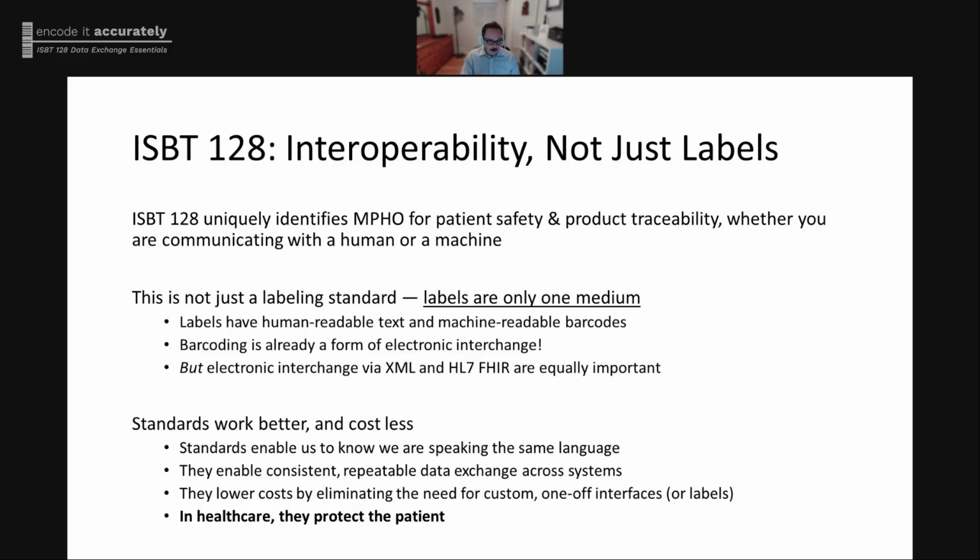The real power of this standard, whether you're talking labels or barcodes, XML or FHIR, is the understanding that we're speaking with the same terminology, the same vocabulary. Consistent and repeatable data exchange reduces cost and eliminates the need for endless custom one-off solutions. More importantly, consistent and reliable traceability protects the patient.